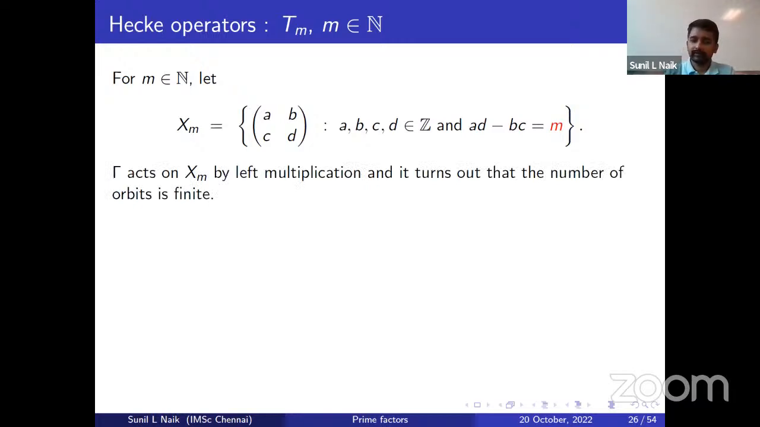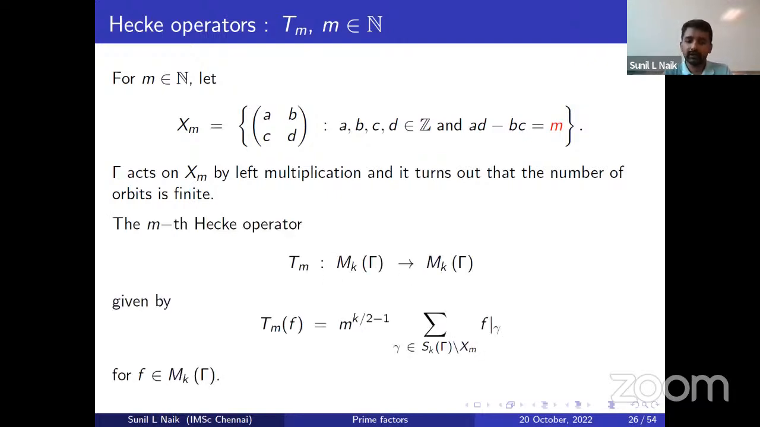On this, SL_2(Z) acts on X_m by left multiplication, and it turns out that the number of orbits for this action is finite. For a natural number m, the mth Hecke operator is defined as follows. For a modular form f, T_m of f is equal to a constant m^(k/2 - 1) times the summation of f slash gamma, where gamma varies over the representatives for the orbits for this action of SL_2(Z) on X_m.